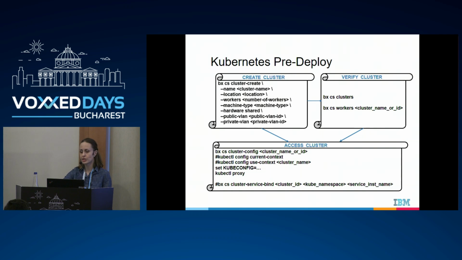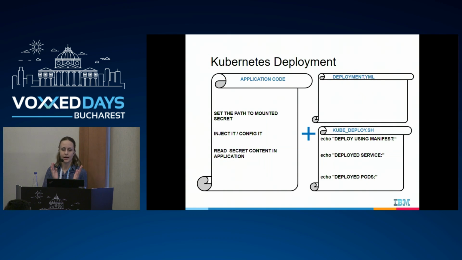And for the actual Kubernetes deployment, I need to change a few things in the application code. One thing is to set the path to the mounted secret. So you need to specify where the path to the mounted secret is. And how do you know where it is? Well, I will show you shortly in the deployment.yml how it's done, and where I'm mounting my secret, so you can see where the path exactly is.